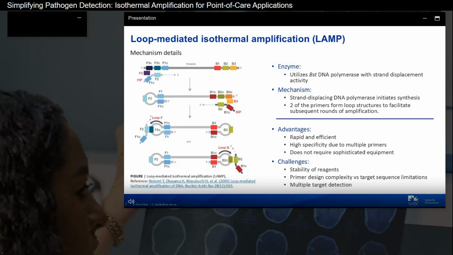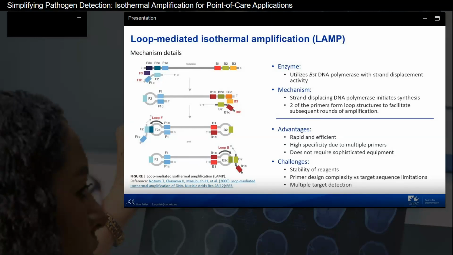Why is LAMP so effective? It's fast and efficient, often delivering results within 20 minutes. With multiple primers targeting the sequence, it offers high specificity, reducing the likelihood of false positives. And crucially, it doesn't require sophisticated equipment, making it ideal for decentralized, resource-limited settings.